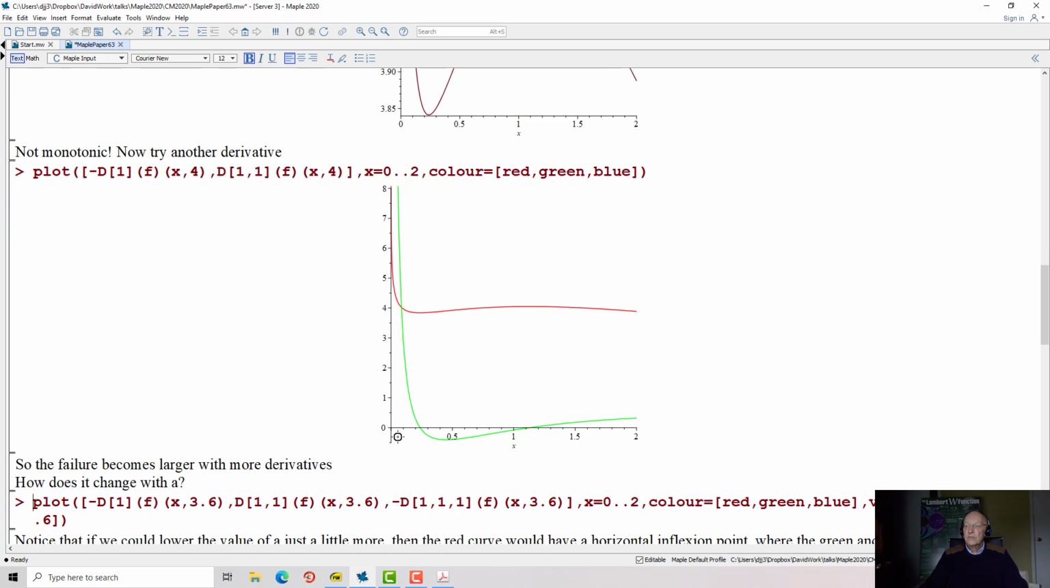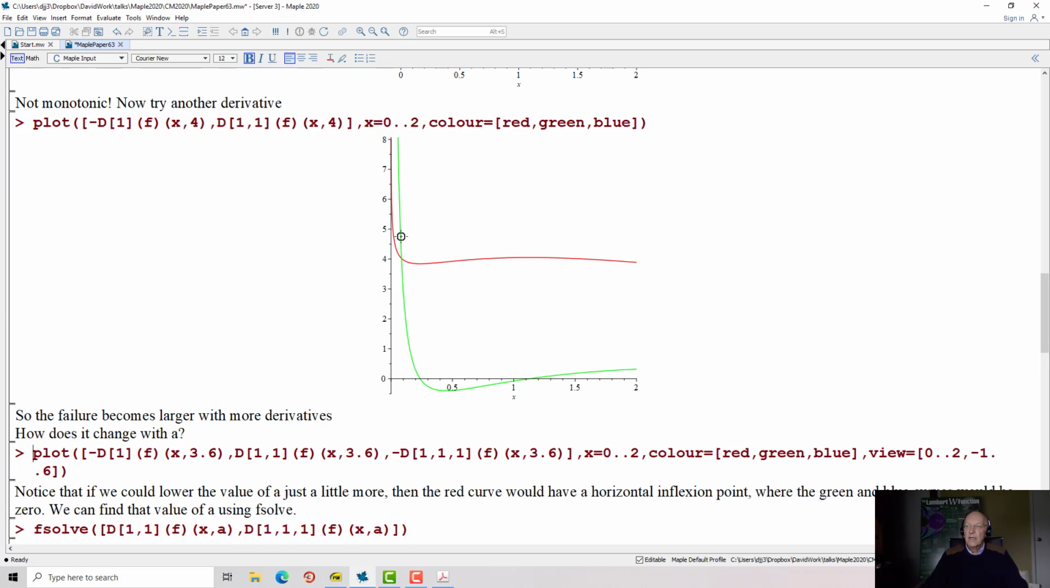Now you notice the vertical scale has changed. Now it's going from 0 to 8, so that rather spectacular departure from monotonicity looks a lot less on this larger scale. And the green curve is now the second derivative. So the second derivative has not only departed from monotonicity, it's not even positive everywhere. It dips below the axis. So maybe the key to understanding the problem is to take more derivatives.